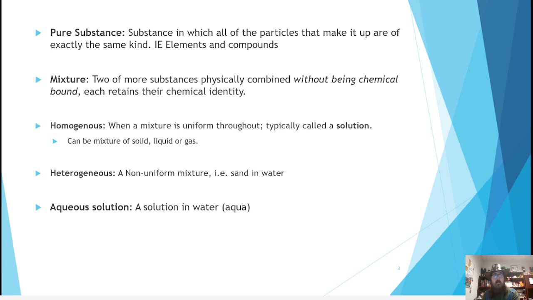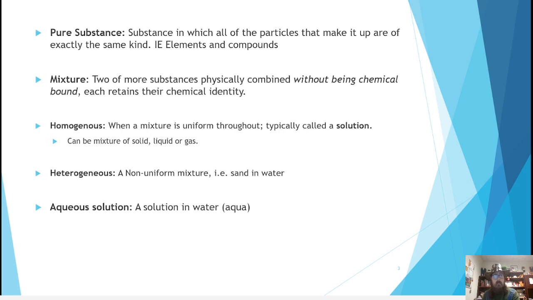The simplest type of homogeneous mixture is called a solution. Typically, solutions will be a liquid, and then we have either a solid, liquid, or gas mixed into that liquid. But a solution could be two solids mixed together uniformly, two liquids mixed together, even two gases mixed together uniformly. Air is a uniform mixture of gases.